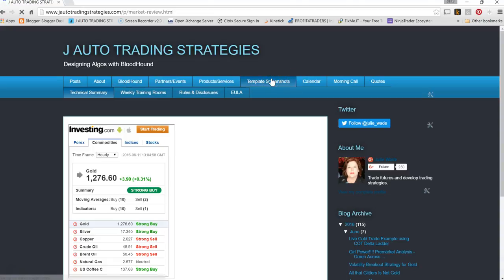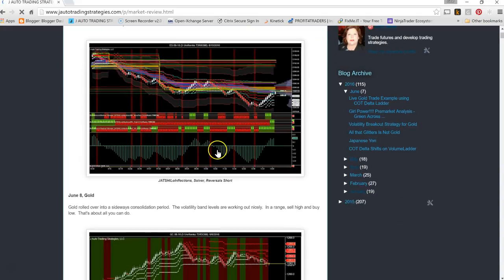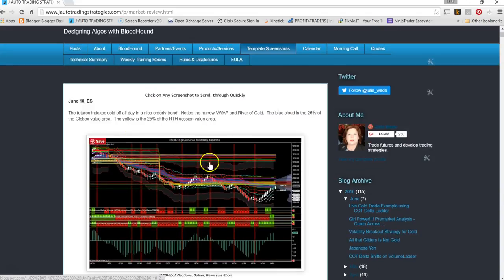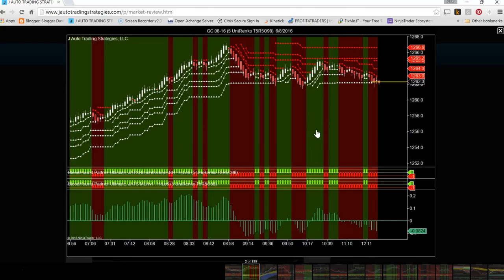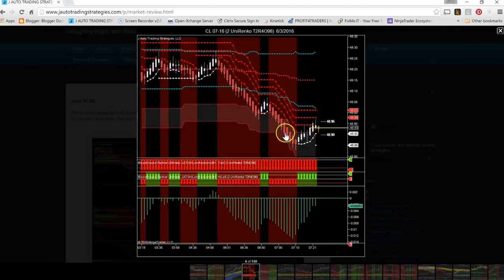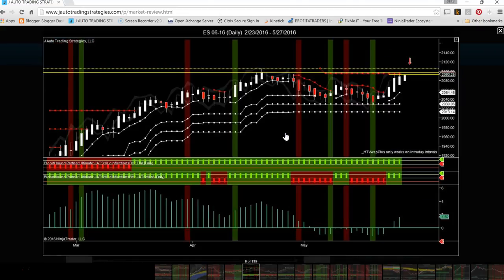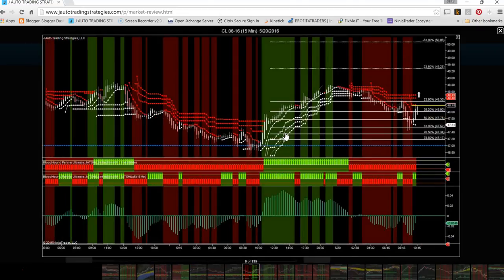And then, of course, I've changed it from market review to template screenshots. I go through my templates for the markets periodically to show you what they look like. You can scroll through the screenshots that I'm posting and see these with the templates that I have in Bloodhound, my templates.